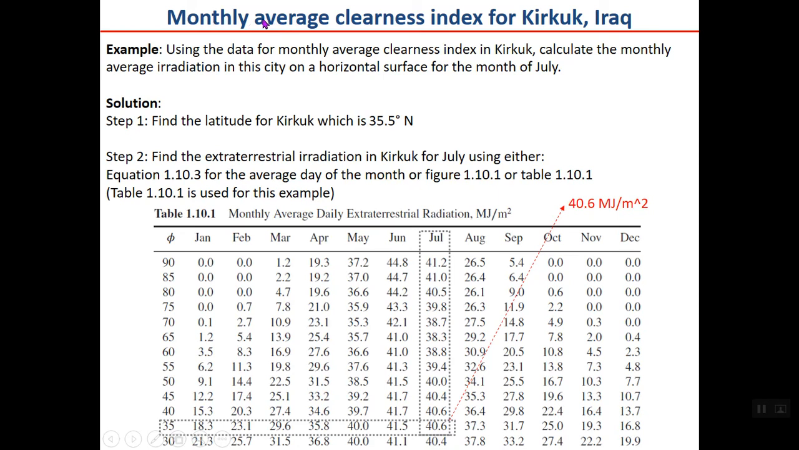The topic here shows what we are going to discuss: monthly average clearness index for Kirkuk in Iraq. Using the data for monthly average clearness index in Kirkuk, calculate the monthly average irradiation in this city on a horizontal surface for the month of July.